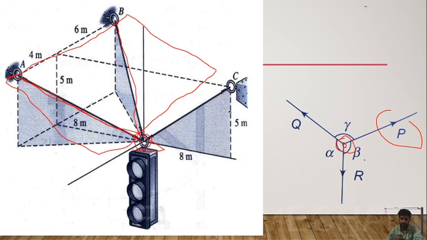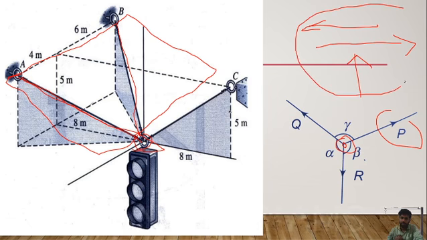Then what are non-concurrent forces? I am drawing here one force in this direction, one force in this direction, and one force in this direction. While considering these three forces, they cannot be concurrent forces. We cannot find a common point of intersection for all three forces.